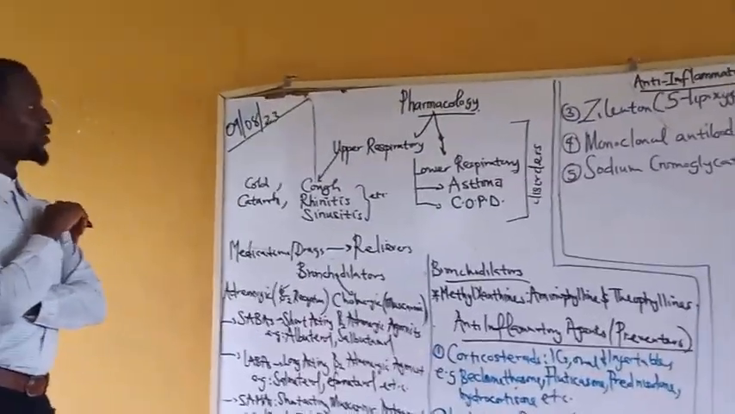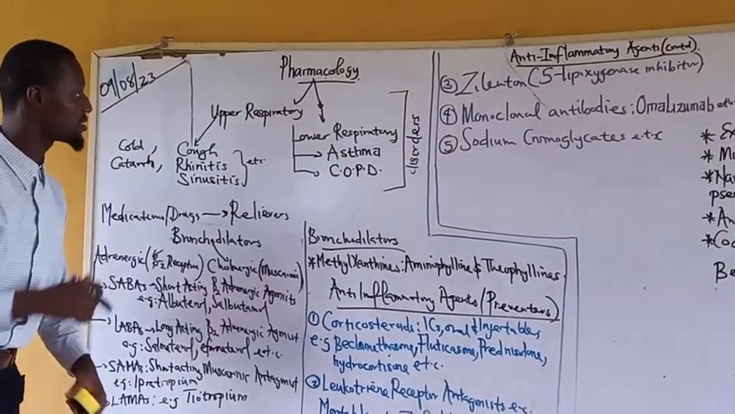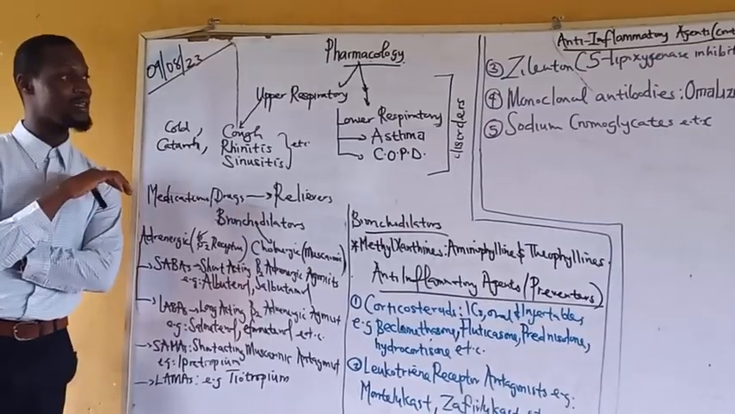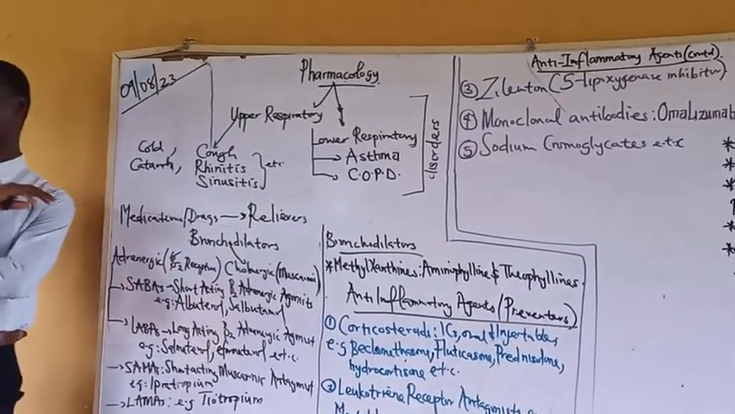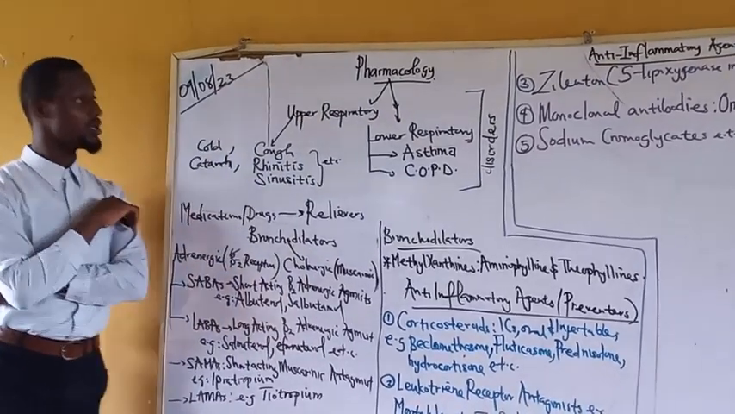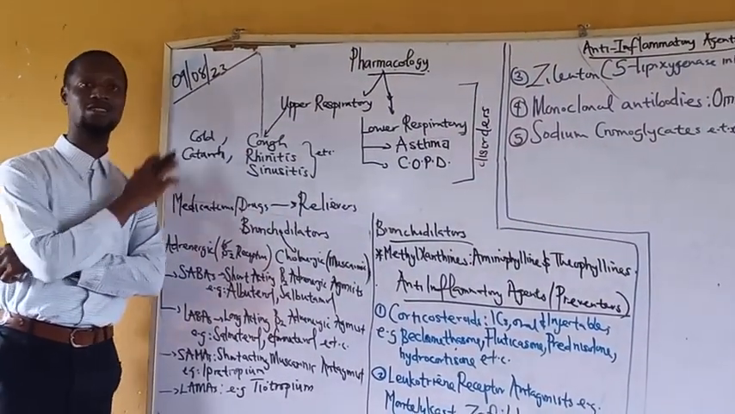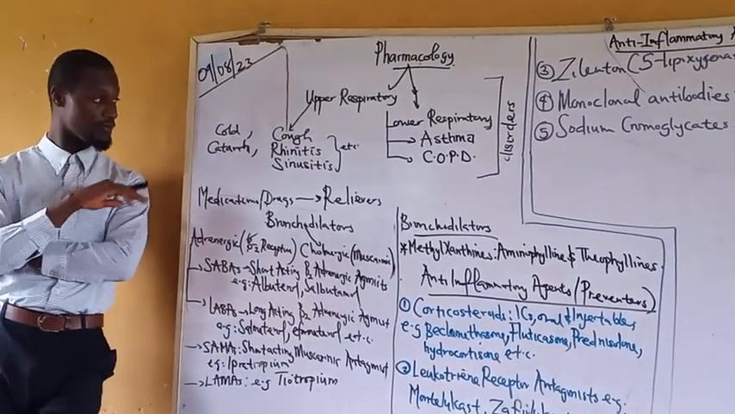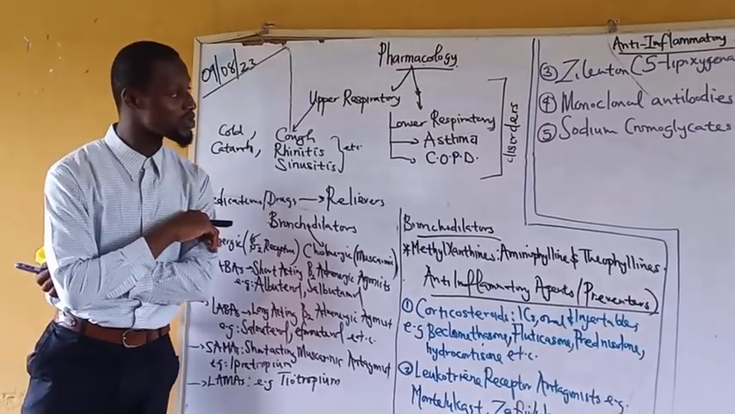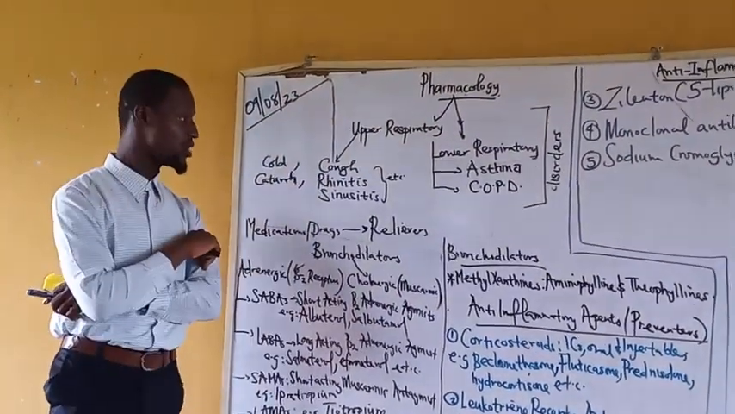Now, from our discussion in the past classes, we said that we can divide the disorders of the respiratory system into the upper respiratory and the lower respiratory disorders. For the upper respiratory problems, we have things like cold, catarrh, cough, rhinitis, sinusitis. And for the lower respiratory, we will focus more on asthma and COPD.